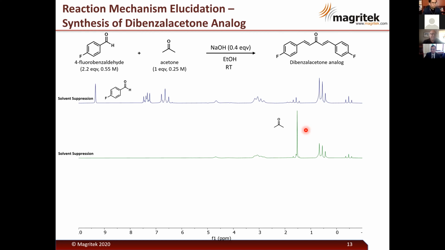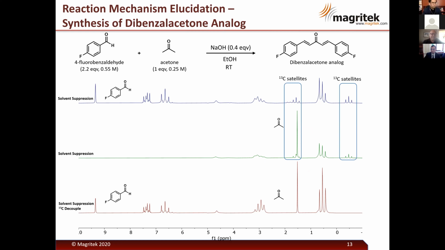In this green trace is acetone in ethanol, and the singlet here at around 1.5 ppm corresponds to the acetone, and as we can see, it is overlapping with some other signal. These are the C13 satellites coming from the ethanol solvent. So with that, we decided to monitor the reaction using both solvent suppression and C13 decoupling. And with that, we can see the acetone signal is nice and clear to be integrated for monitoring. Since acetone is the limiting reagent, we need to know when acetone disappears from the reaction mixture for the endpoint of the reaction.